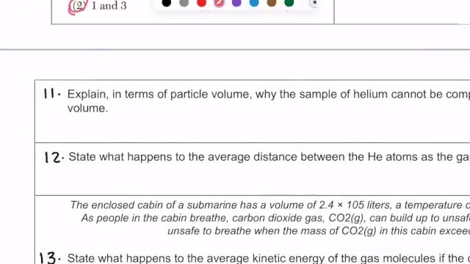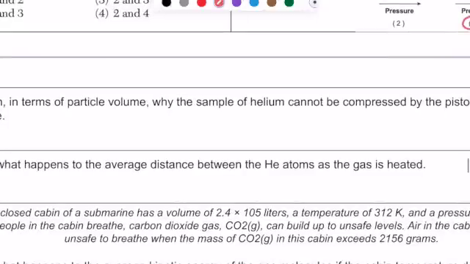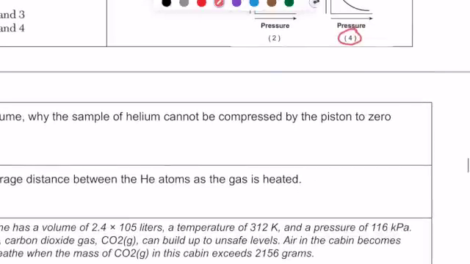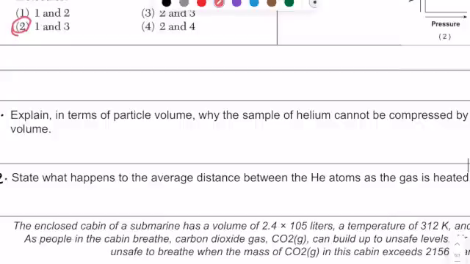So explain in terms of particle volume why the volume of helium cannot be compressed by the piston to zero volume. So you can say, to answer this question, that the particles are going to occupy some volume, even if it's very little, but as long as there are some particles, they do occupy some space.